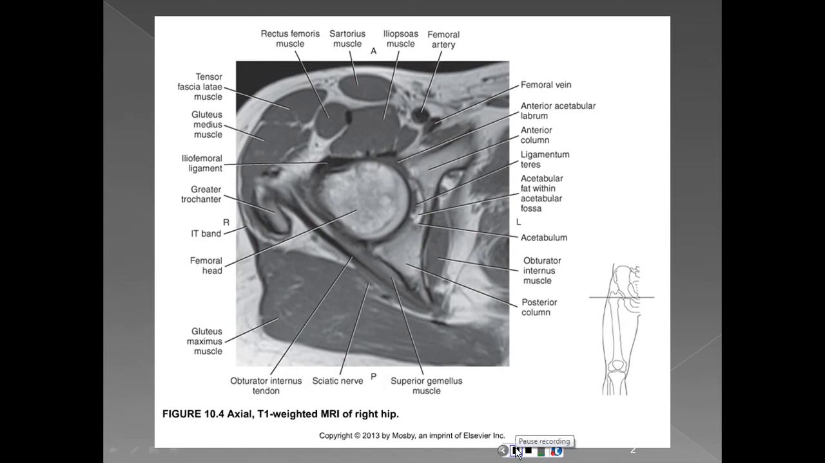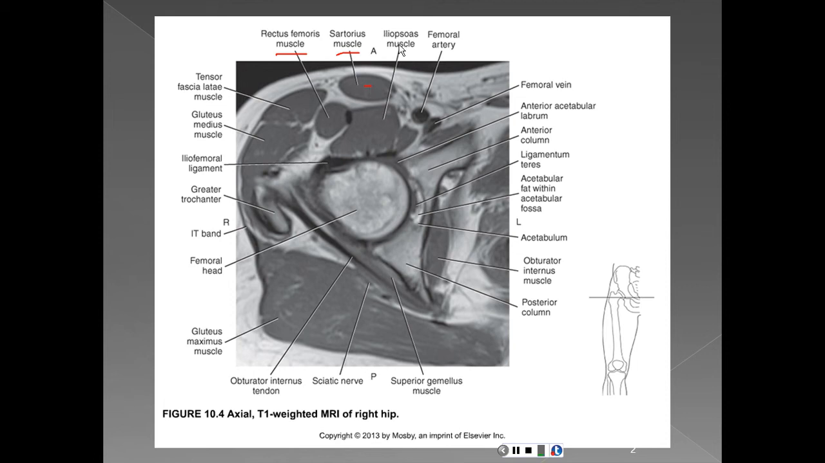Okay, so this slide we have a T1 weighted MRI of the right hip, and the anatomy that we need to be familiar with from this image, selecting my pen again, is the rectus femoris muscle, the sartorius muscle. Major muscle wraps around to the lower leg, is the longest muscle, as we described in the PowerPoint presentation with the pelvis in it. So this is a muscle that you should be familiar with.